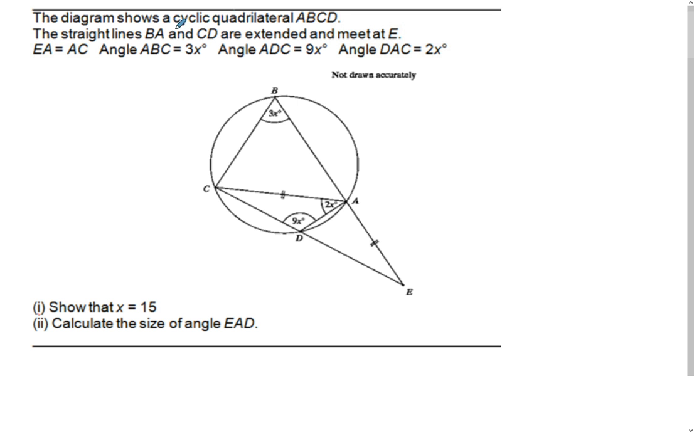The diagram shows a cyclic quadrilateral. So what do we know about cyclic quadrilaterals? Opposite angles add up to 180. So you can see the 3x and the 9x, so 3x plus 9x equals 180. So 12x equals 180, divided by 12, so x equals 15. So that's 45, and that's 9 times 15, which is 135. And while we're at it, the 2x comes to 30.